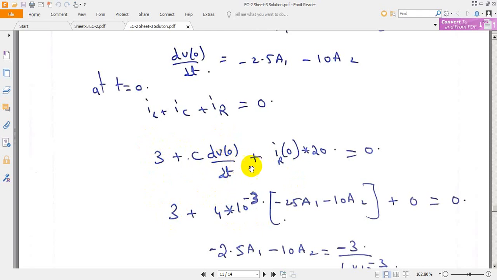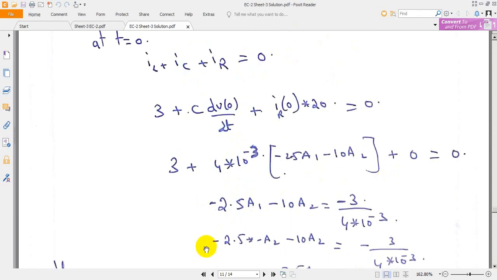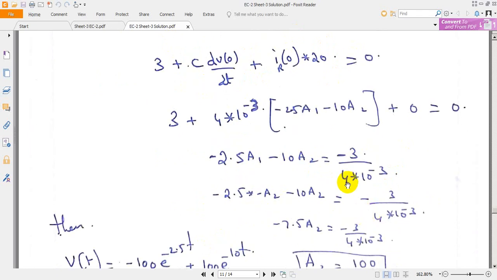I am doing it here in a different style. Substitute dV naught by dt here, the C value we got it here, V naught dV naught by dt. This expression, whatever value is there, take this value and substitute here. You will get minus 2.5 a1 minus 10 a2 is equal to minus 3 by this value. Is it right? Yes. Then minus 2.5 into minus a2. Why? Because we know a1 is equal to minus a2.